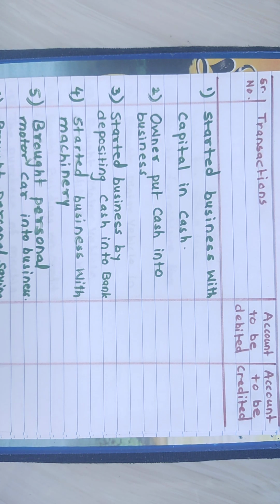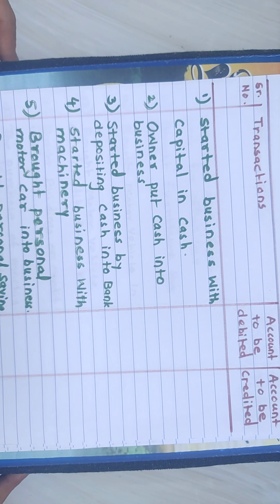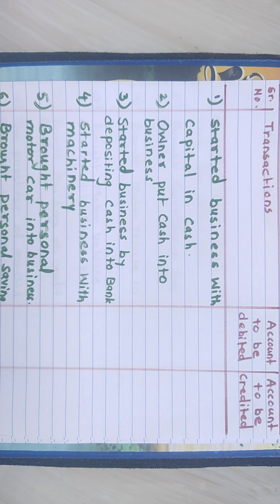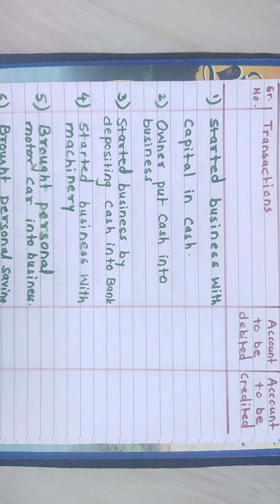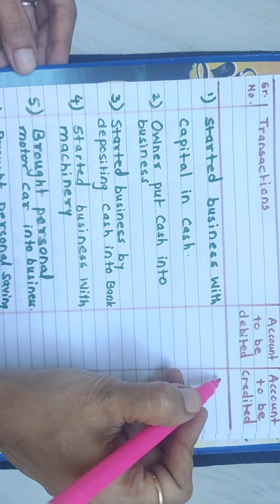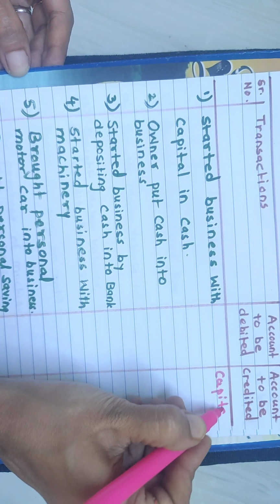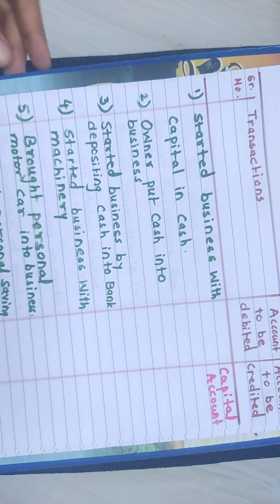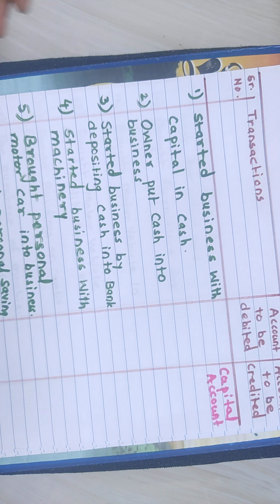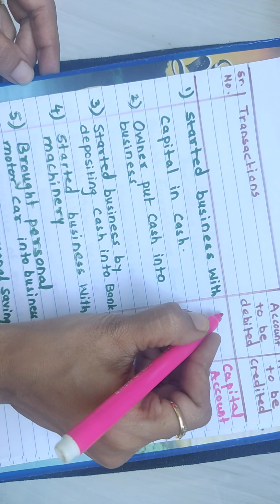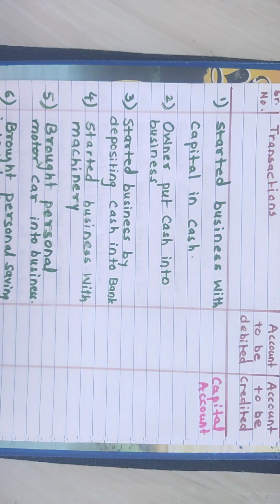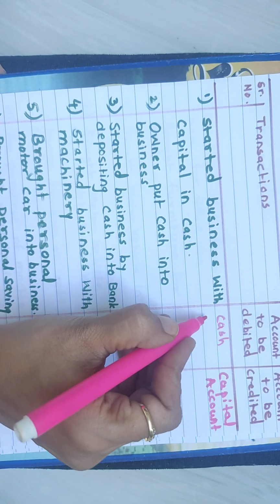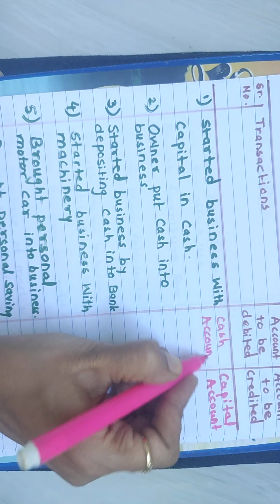Started business with capital in cash. So whenever the owner, proprietor brings cash into the business, when the owner, proprietor invests cash or anything into the business, one thing to be clear is the account to be credited will be capital account. So here capital account will be credited. And what comes into the business? So when business started with cash, the account to be debited will be cash account. The one which comes into the business is cash. So cash account will be debited.